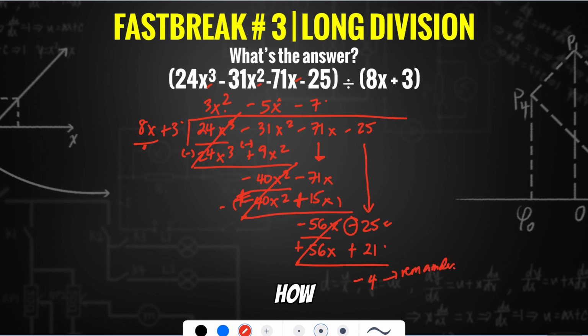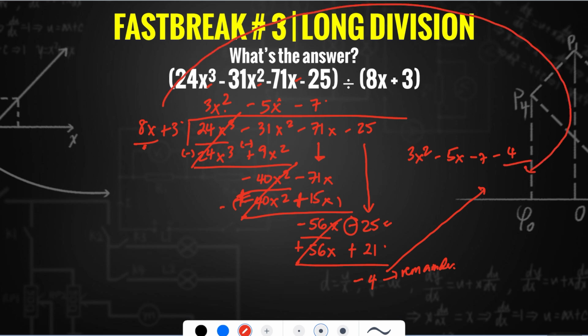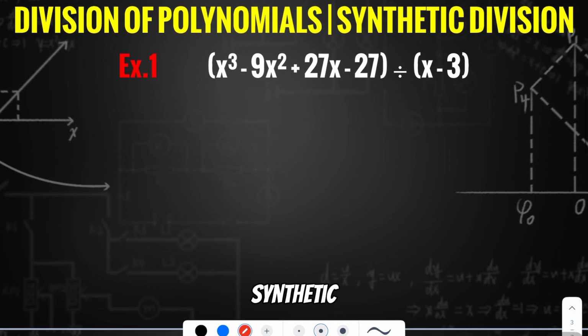Remainder. So, how are we going to write this answer now? So, we have 3x squared minus 5x minus 7, minus 4, over the divisor, 8x plus 3. This is your final answer. I hope that's clear, guys. So let's move on to our topic for tonight, synthetic division.